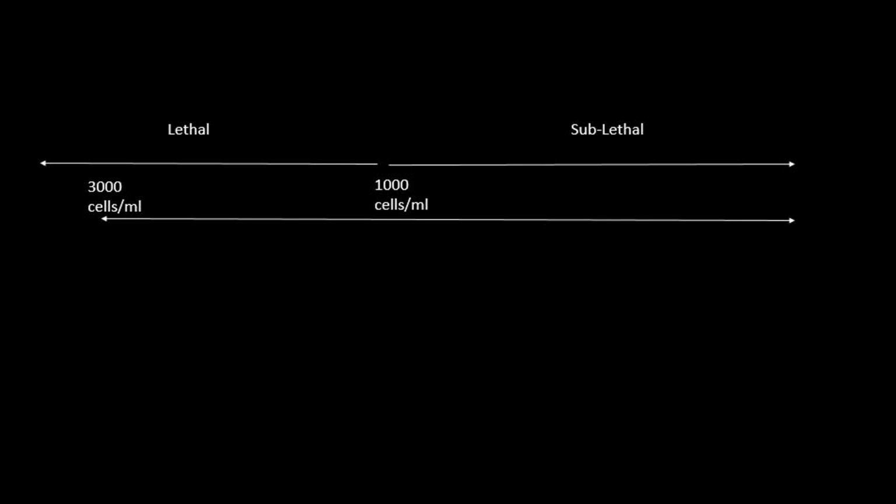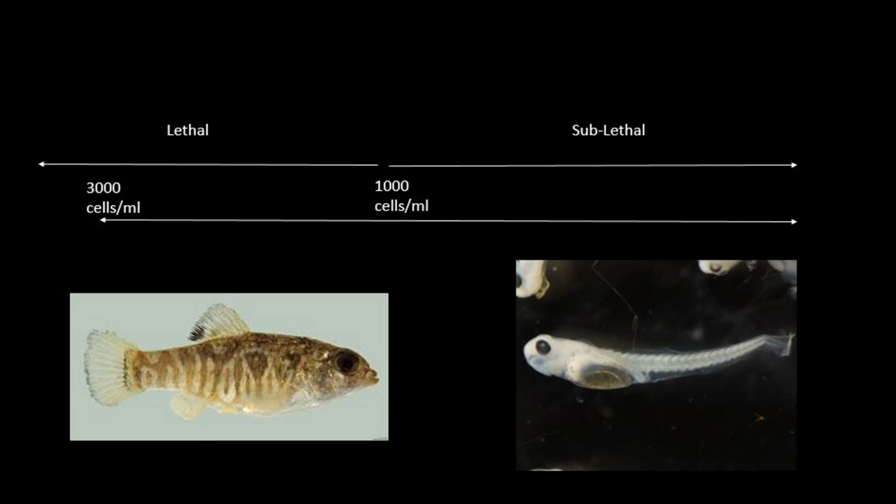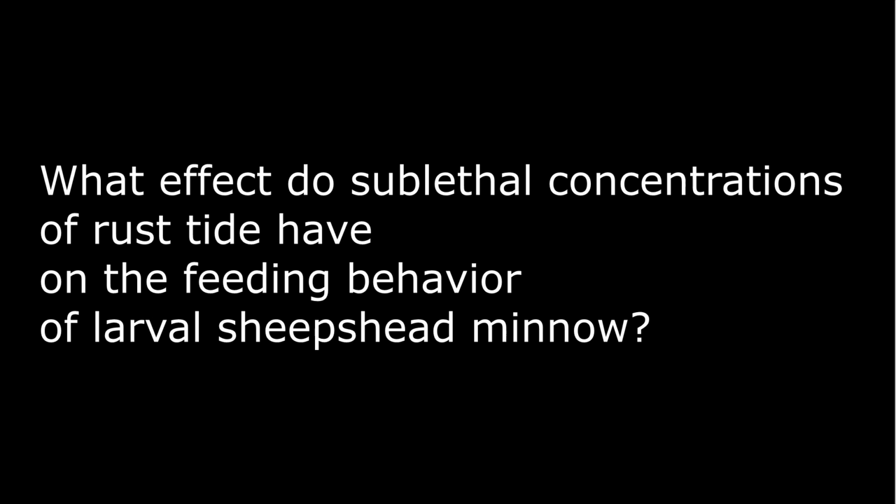However, there was little research looking at how fish are affected when they are exposed to non-lethal, or what I call sublethal, concentrations. There's also a decent amount of research looking at adult fish, but a lot less looking at larval. So after consulting with my advisor and considering what I as an undergrad could conceivably accomplish in the time I had, I had the basis for my research. What effect do sublethal concentrations of rust tide have on larval fish?